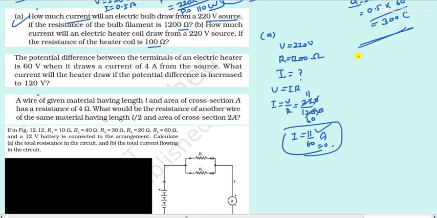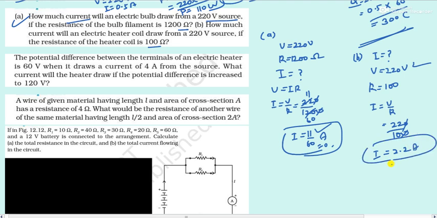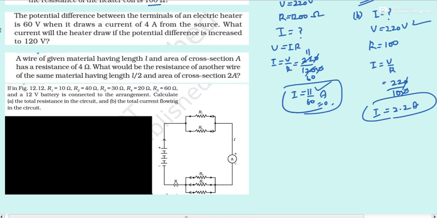Next, in B they have asked for current again. Voltage is given as 220 volt and resistance this time is 100. So again I is V by R, use Ohm's law, simplest form. So this time it becomes 2.2, correct? V is 220 by R is 100, so 2.2 ampere. Got it? Next question.